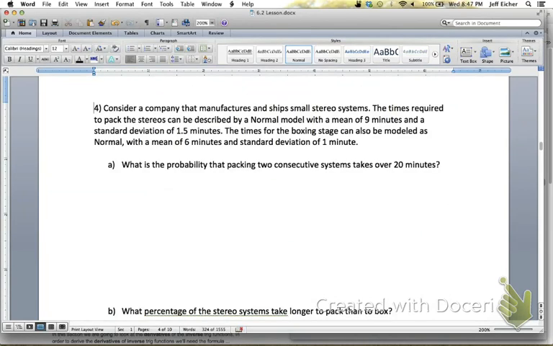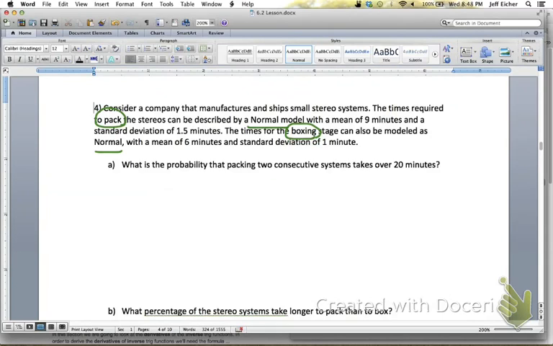Let's see, for number four, let's take time to read this. So notice both of these follow a normal model. It's always important to notice that. You have a mean and standard deviation of packing and of boxing. So what's the probability that packing two consecutive systems takes over 20 minutes?